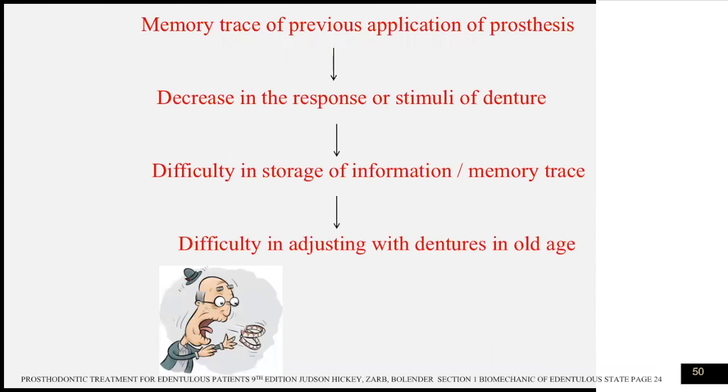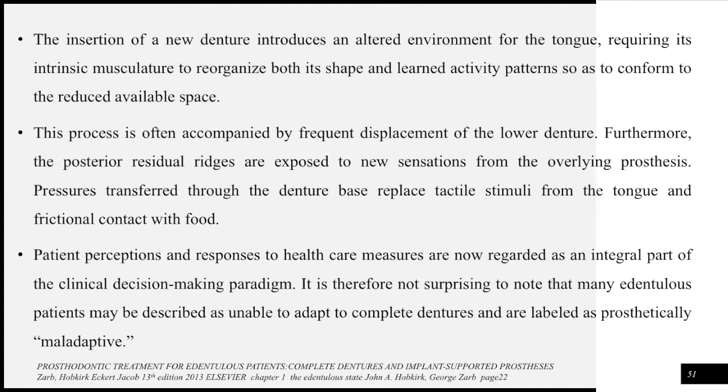With the memory trace of a previous application of a prosthesis, there is a decrease in the response to the stimulus of the denture. Therefore, because of old age, there is a difficulty in storing the information of the wearing of a previous prosthesis and the memory trace. Therefore, there is a difficulty in adjusting to dentures in old age. The insertion of a new denture introduces an altered environment for the tongue, requiring the intrinsic muscles to reorganize both its shape and learn activity patterns so as to conform to the reduced available space.